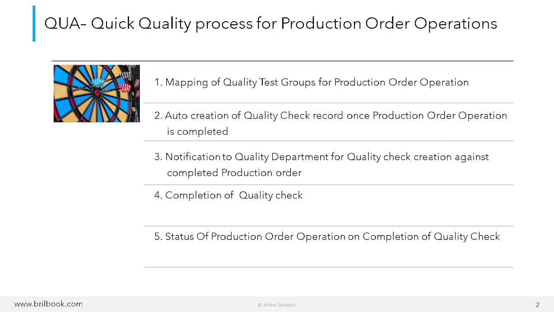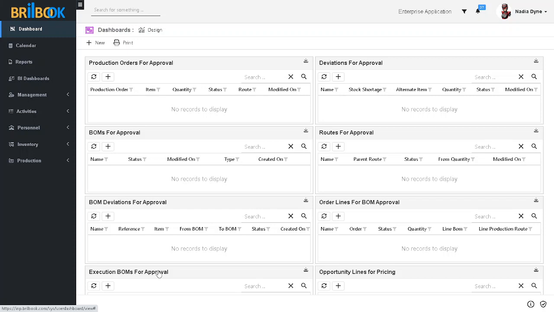Now for mapping of quality test group for production order operation, we need to log in to Brillbook with design user. Here I have already logged in with design user. Now our first step is to create production route and route steps. We have already created a video for creation of production route. Please refer to the creation of production route activity and production route video.